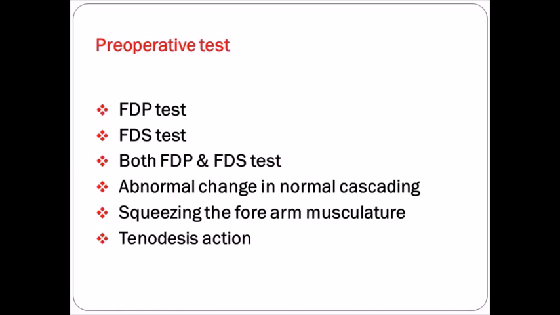Then another one is the tenodesis action. You can go for wrist flexion. During that, there will be extension of the PIP, DIP, and MCP joints. When you go for extension of the wrist, there will be flexion of the MCP, PIP, and DIP joints.